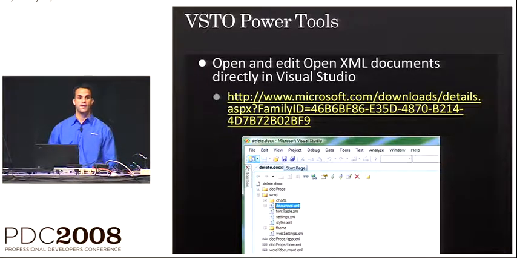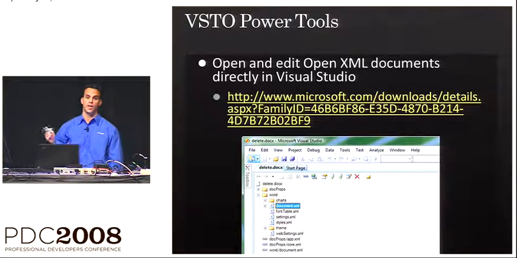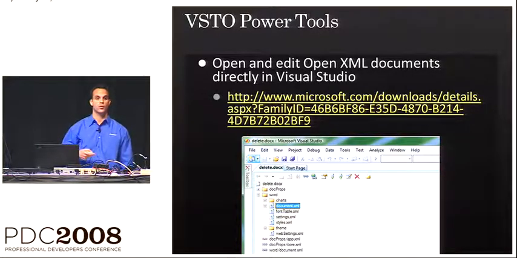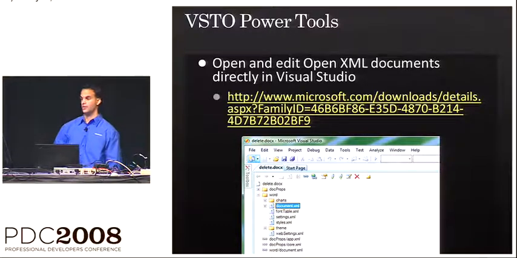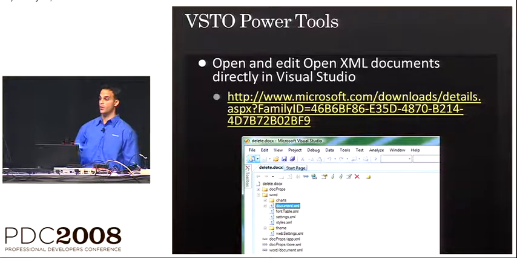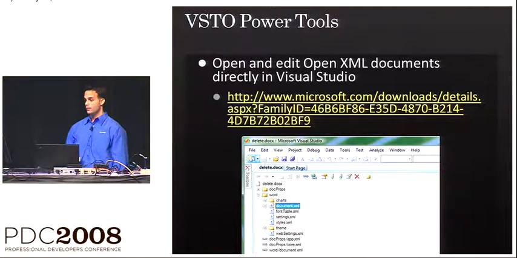The other tool that we have is the VSTO power tools that I showed you earlier. This tool allows you to open up and manipulate OpenXML file formats directly in Visual Studio. And it's just a link here to where to get this tool and download it.